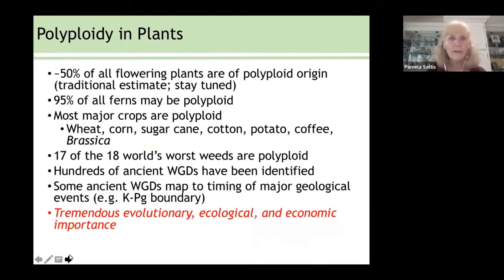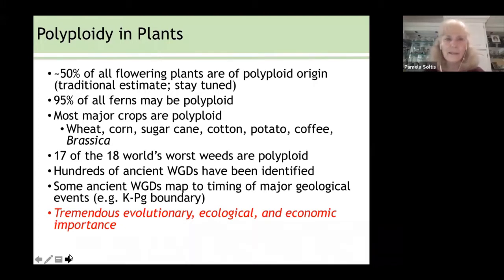So polyploidy has been recognized as a prominent feature in plants for a very long time, close to a century, in fact, and about half of all flowering plants are considered to be of polyploid origin. That, of course, is our traditional estimate when we go to all of the classics, Stebbins, Grant, and so on. But stay tuned, we'll have an update on that perspective in a few minutes.